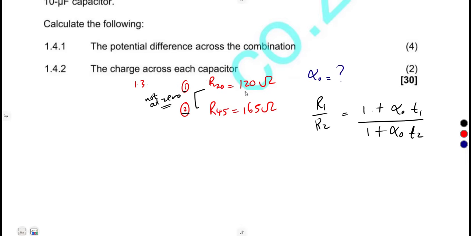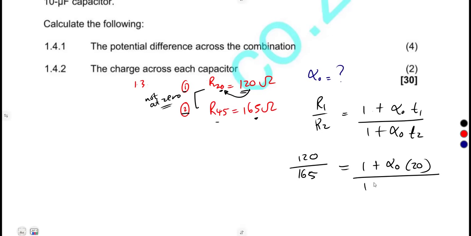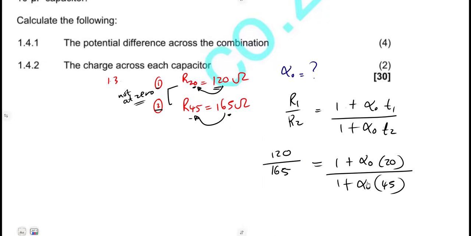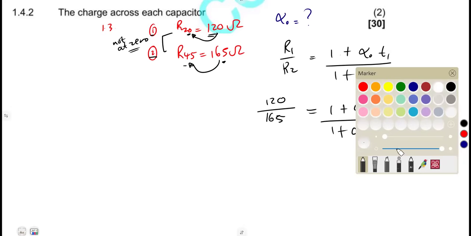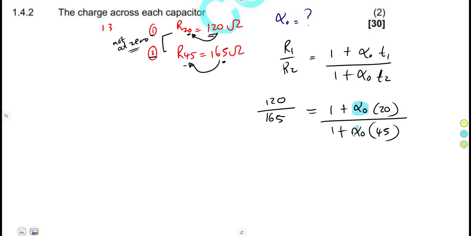So our resistance 1 is 120. Resistance 2 is 165. So that's equal to 1 plus the temperature coefficient at 0, times temperature 1, which was 20. And 1 plus this for the second one, the temperature was 45. So we need to calculate this one at 0, just like that. This is the one that we need.